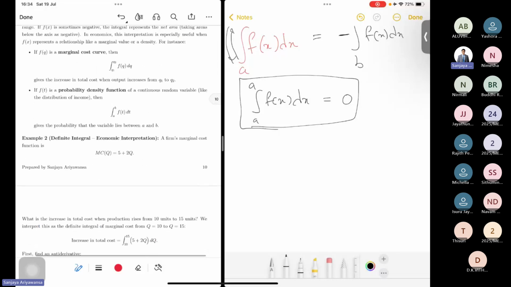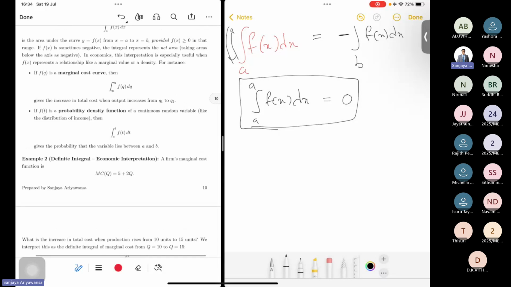I think, yeah, so let's just look at an example of this definite integral. A firm's marginal cost function, again, I'm given a marginal cost function, 5 plus 2q, and we are asked, what is the increase in total cost when production rises from 10 to 15 units? Okay. So what is the increase in the total cost?